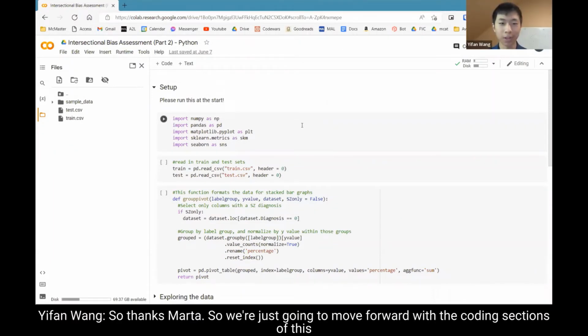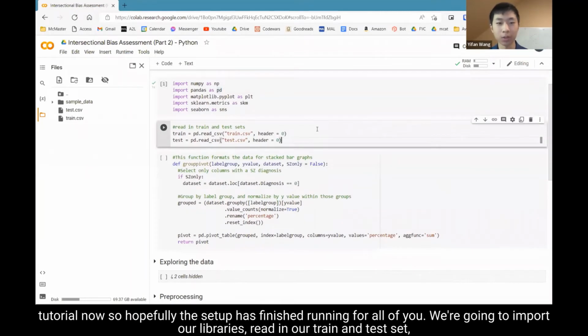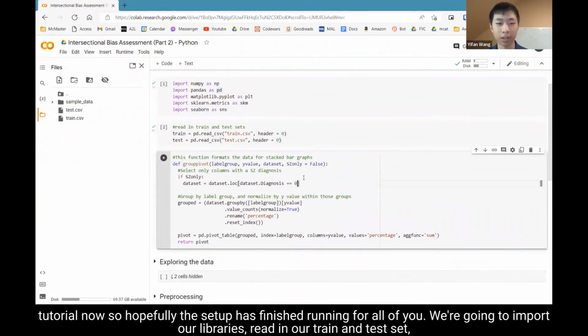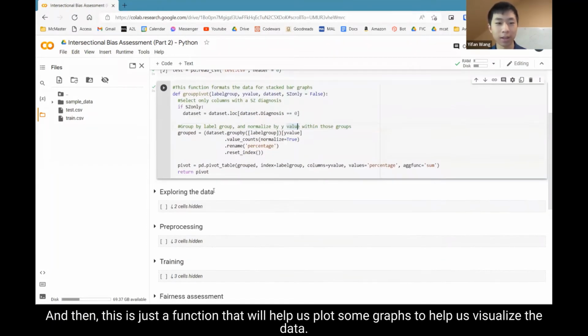Okay, so thanks, Marta. So we're just going to move forward with the coding section of this tutorial now. So hopefully the setup has finished running for all of you. We're going to import our libraries, read in our train and test sets, and then this is just a function that will help us plot some graphs to help us visualize the data.